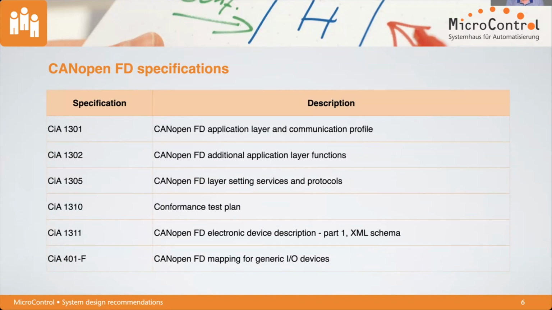These are the specifications related to CANopen FD. And as I already mentioned, the previous speakers have already mentioned these specifications. So again, have a look at them. The Bible for CANopen FD is the CiA 1301. So this is your first choice if you want to jump over to CANopen FD and plan your system design.